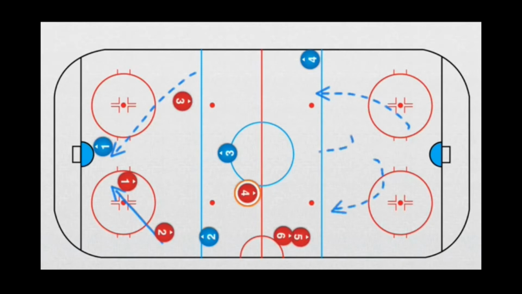3 plus a defender like a back checker, and this D is on defense, so we have 3 against 1 plus 1 back checker, or we have this forward, we have 3 against 1 plus 2 back checkers, so actually 3 against 3.